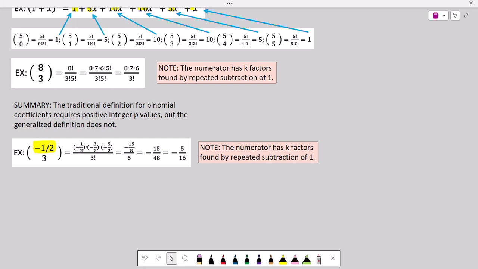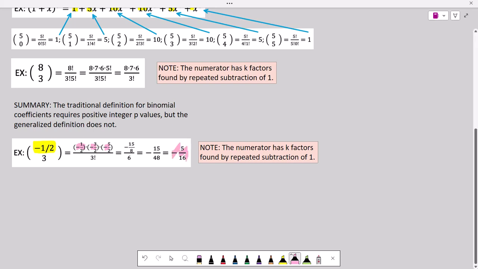So now this is not going to have the "how many ways can you pull something out of a bag" analogy. Normally you think of 5 choose 2: a bag of 5 balls and you're picking out 2. How many ways can you pick those 2 balls out? That analogy does not work here. -1/2 choose 3 has no intuition to it. You can't come up with something that makes sense in the real world. But we can define it mathematically. We do repeated subtraction of 1 until we have k factors, and we get a value.